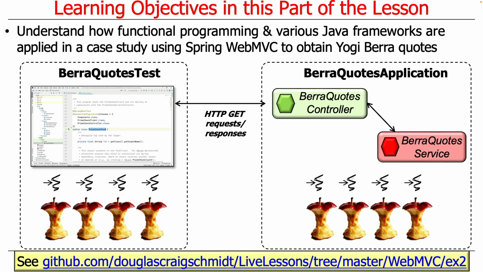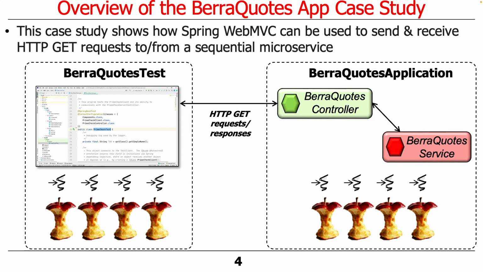So the way this is going to work is we're going to have something called the BerraQuotes application, which is a microservice. And it's going to have a BerraQuotes controller and a BerraQuotes service. And we're going to have a BerraQuotes test with a BerraQuotes client. And the client will send requests to the application microservice for Yogi Berra quotes, and it'll give it back in various flavors and forms. And you can take a look at the source code that goes along with this in this link.